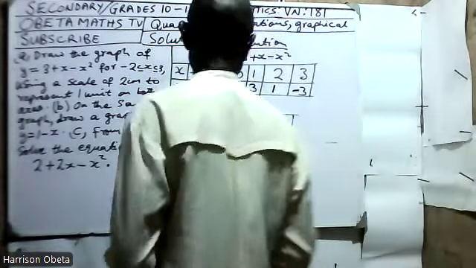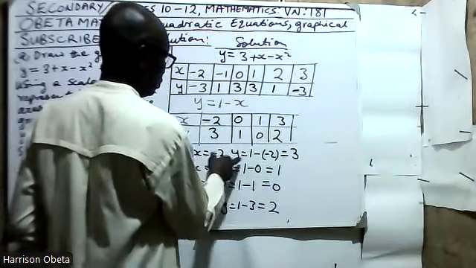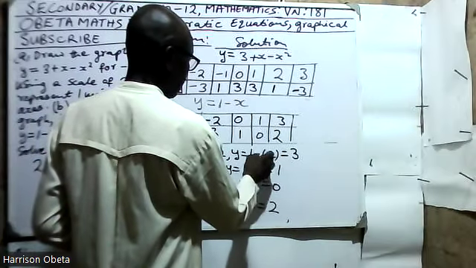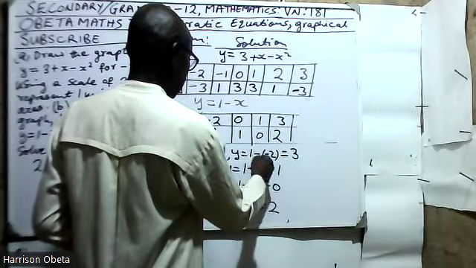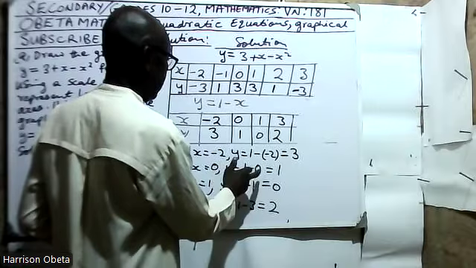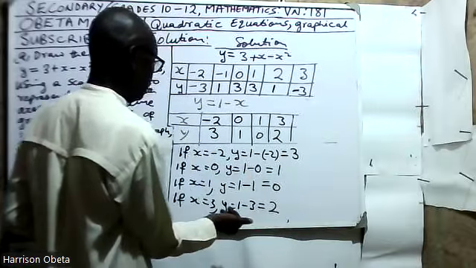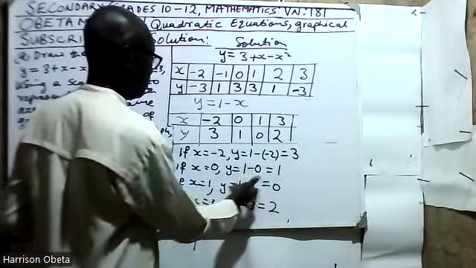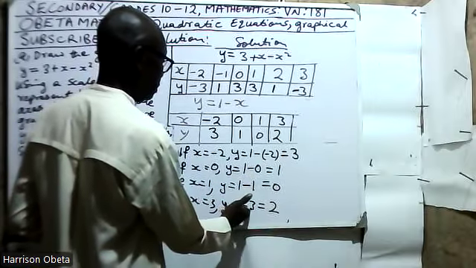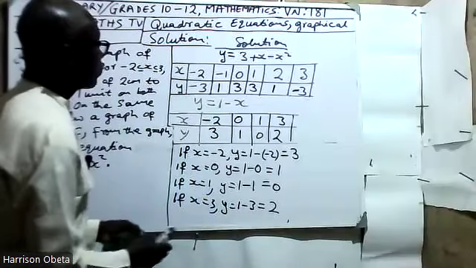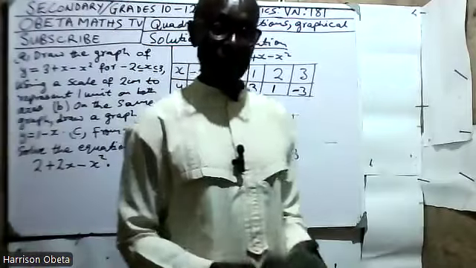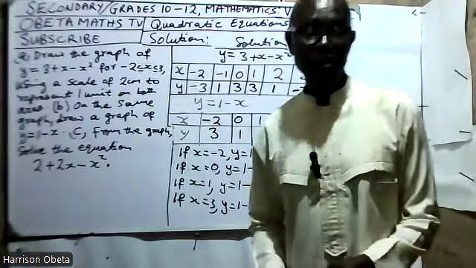You check it well. When x is minus 2, y is 3, yes. When x is 0, y is 1. When x is 1, y is 0. When x is 3, y is minus 2. So this will give us a straight line graph. So that's the end of how to form the table of values.